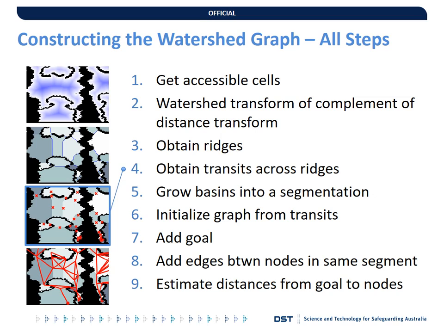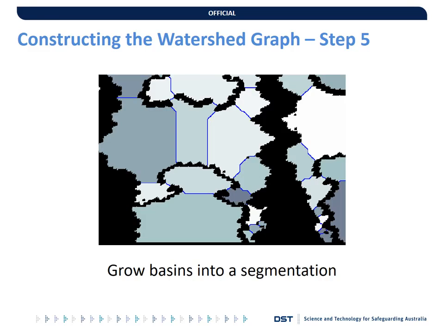The remaining steps are to build the graph. The core idea here is that if nodes are in the same basin, then they should be adjacent in the watershed graph. The little thing we have to handle first is the cells in the ridges, because they do not belong to a unique ridge. So let's fix that issue by doing a flood fill. Step 5. This creates a segmentation of the accessible cells. Every accessible cell belongs to a unique segment.